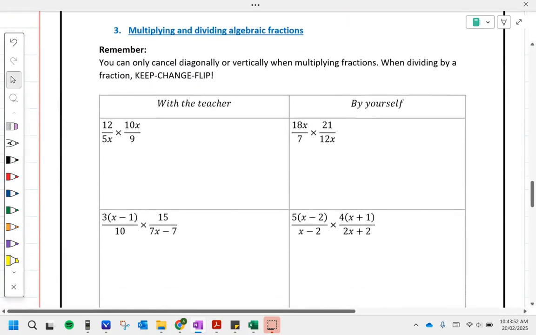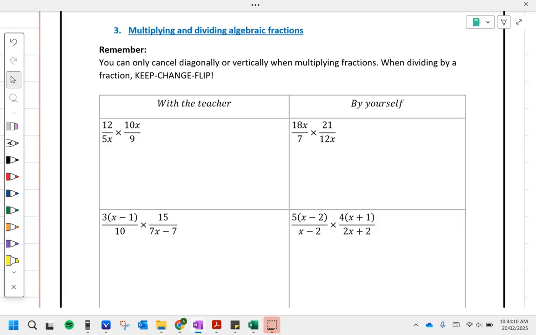All right, we're now going to have a look at multiplying and dividing. Now, you can only cancel diagonally and vertically when multiplying fractions. And remember, when we divide, we need to keep, change, flip. When we keep, change, flip, it will become a times, and then we can cancel diagonally or vertically.